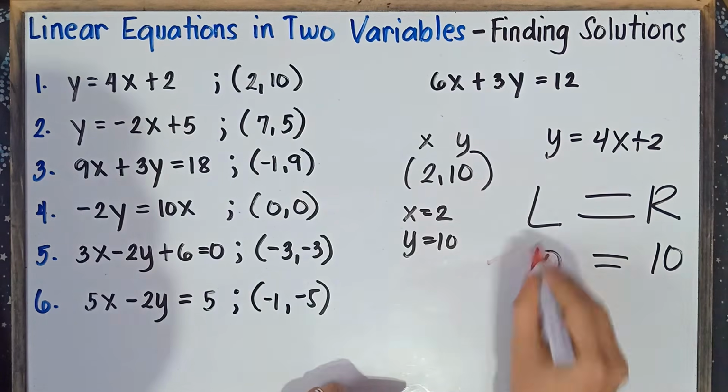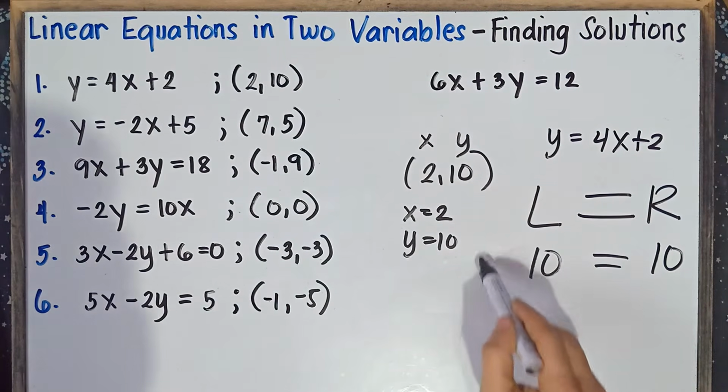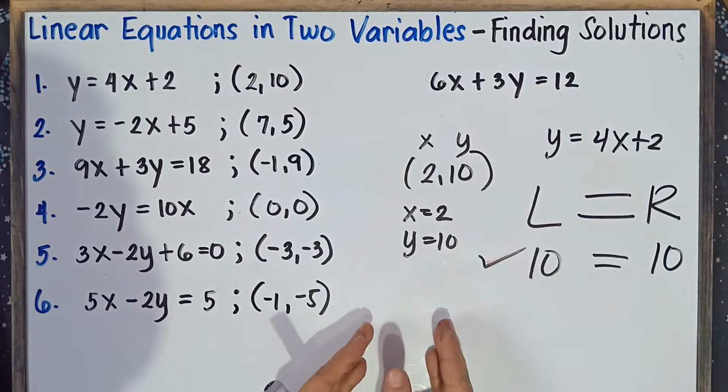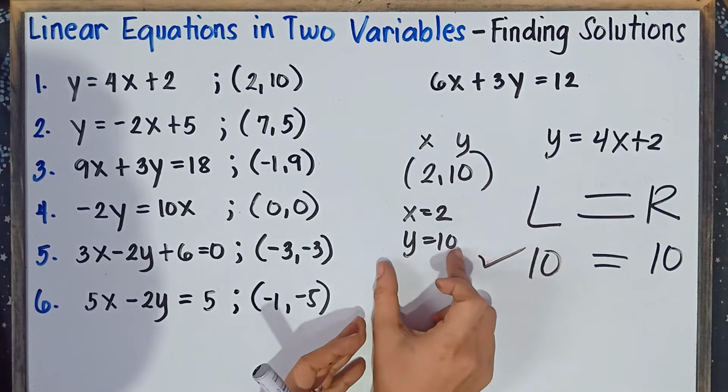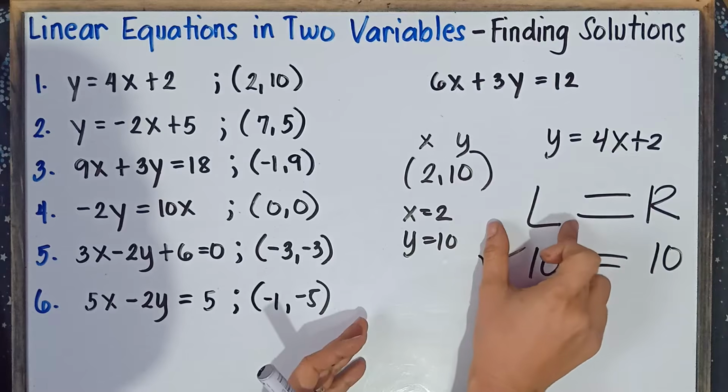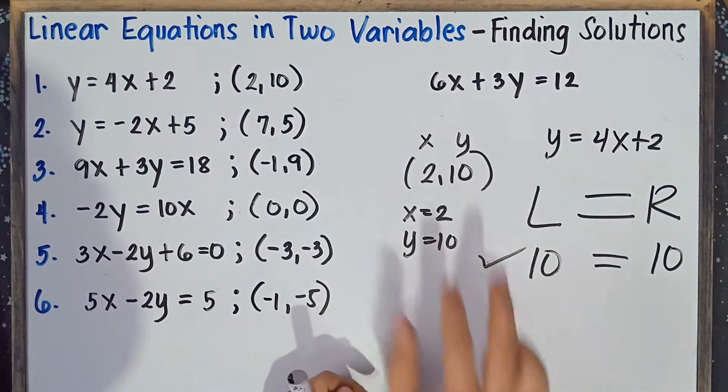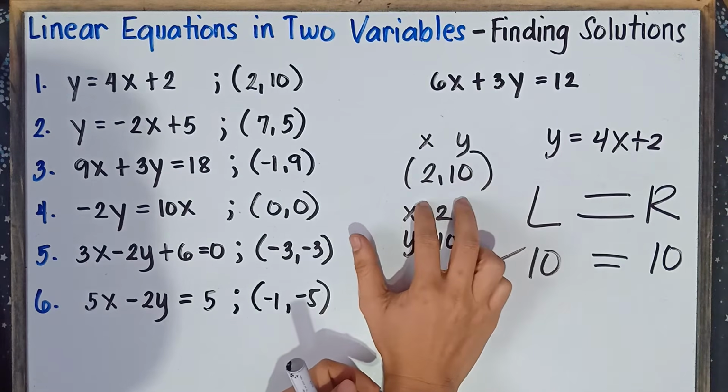Simple as that, class. The ordered pair is a solution when you substitute the value of x and then the value of y, if the left expression is equal to the right. Therefore, class, the ordered pair is a solution.